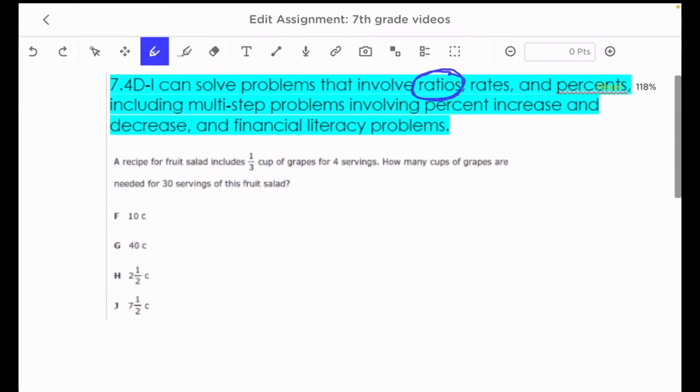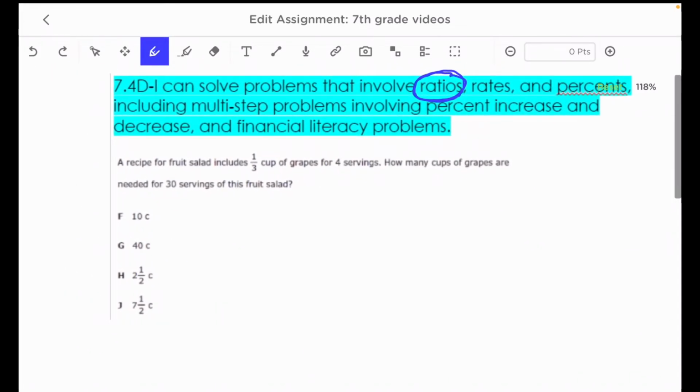So it says a recipe for fruit salad includes 1/3 cup of grapes for 4 servings. How many cups of grapes are needed for 30 servings? So what I'm going to do is set up an H box. For those of you who are in my class, you know that this is just two proportions set up, two ratios set up to each other.